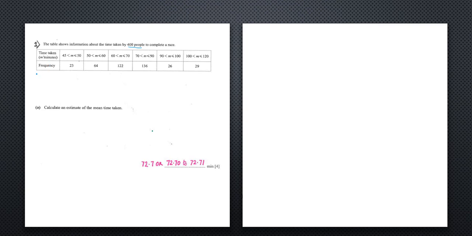What we need in this case is the mid value. The mid value will come as the middle value of these time intervals which are given to us. So between 45 to 50, the time interval, the mid value becomes 47.5. Between 50 to 60, the mid value then becomes 55. Similarly, we're going to find the mid value for each of these intervals. So now we are done with the mid values. We can complete this table in terms of this extra row which we've added.